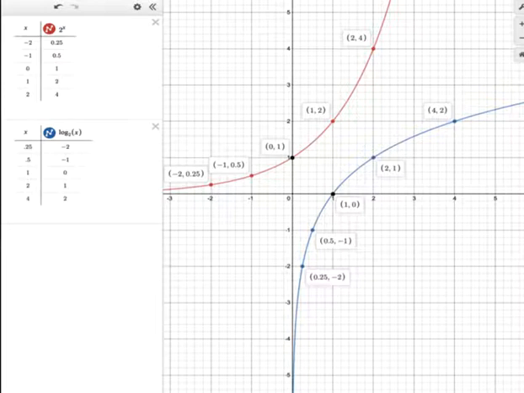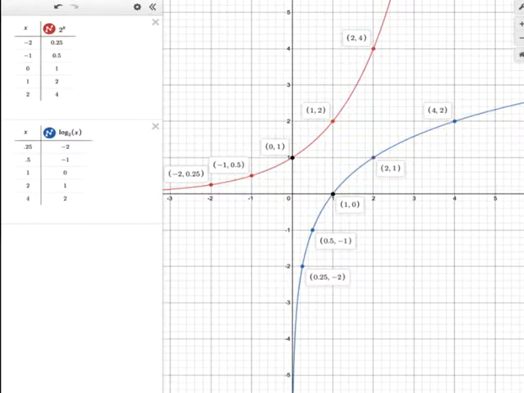If any point, any x and y, lie on one graph, then those points need to be reversed and end up on the other graph. Otherwise, they're not true inverses. So this is literally what it means to cancel out. One function, x goes to y, and if you plug that into the other function, well, y goes back to x. You're right back where you started.